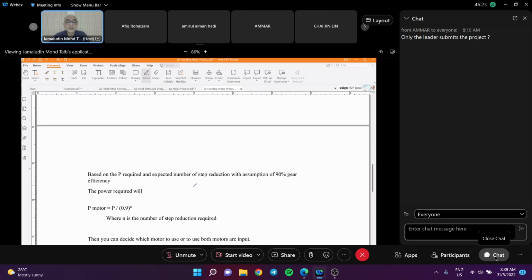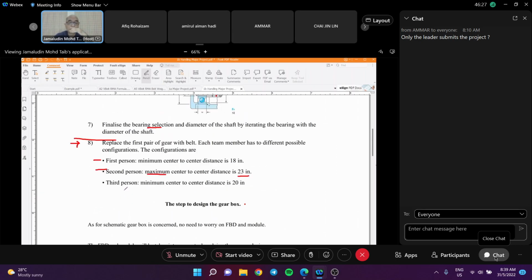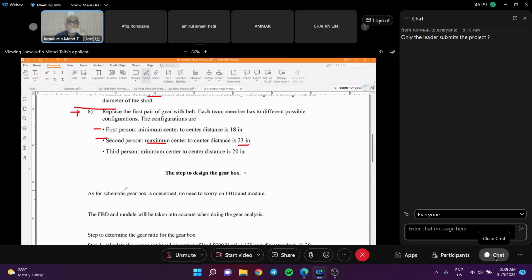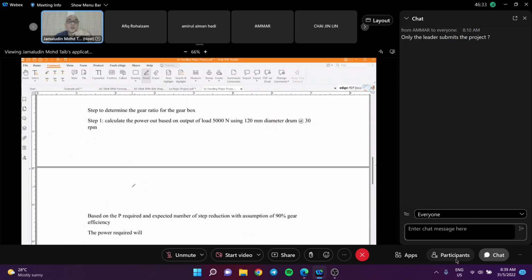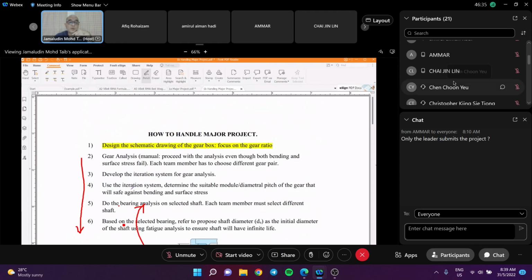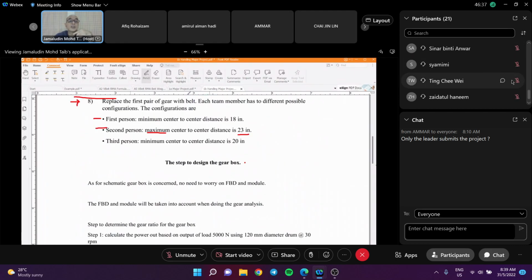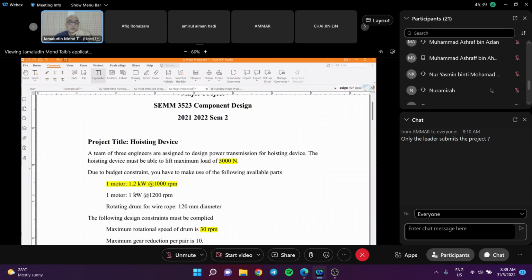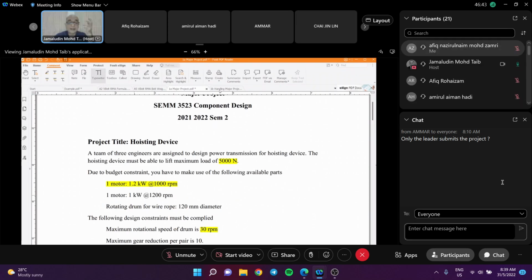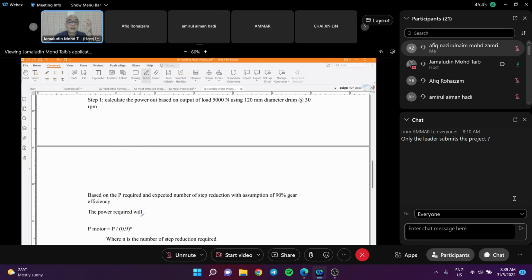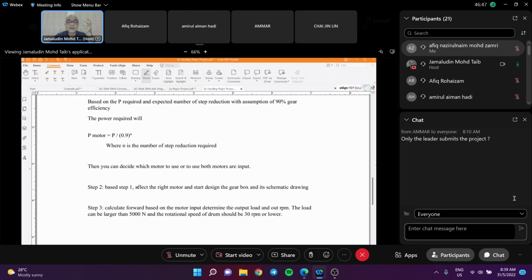Okay, then you start to think, I want to reduce, you have 942. Let's say I want to reduce by 2, a reduction of 2. Then you choose which motor you want to use, or you want to use both motors, it's up to you. If you've done that, then based on step 1, select the right motors and then start designing the box.